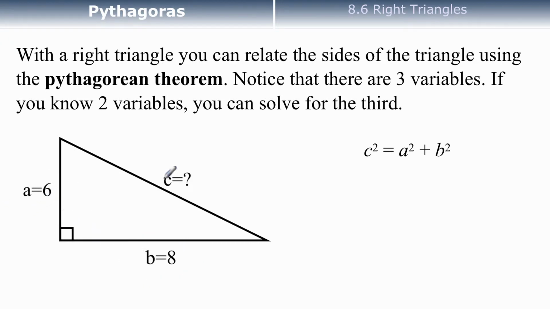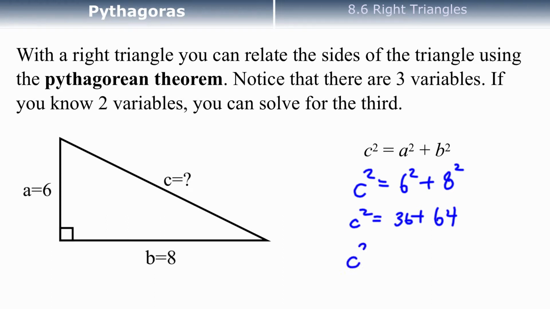So I've got A is 6, so I'm just going to plug numbers in. C I don't know, so I'll leave it as a C. A I know is 6, so that's 6 squared, plus B I know is 8, so 8 squared. So 6 squared is 36, plus 8 squared is 64, so C squared equals that plus that. So C squared is equal to 100.